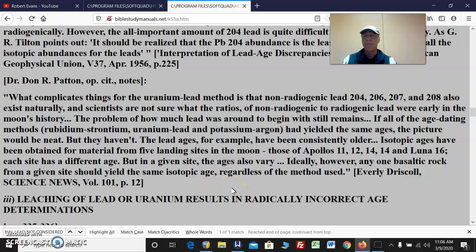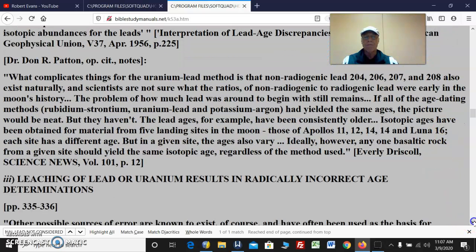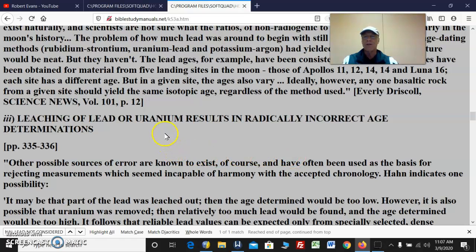The lead ages, for example, have been consistently older. Isotopic ages have been obtained for material from 5 landing sites on the moon, those of Apollos 11, 12, 14, and 16, Luna 16. Each site has a different age, but in a given site, the ages also vary. Ideally, however, every basaltic rock from a given site should yield the same isotopic age, regardless of the method used. Just not acceptable information that we have today. We can't draw any conclusions.